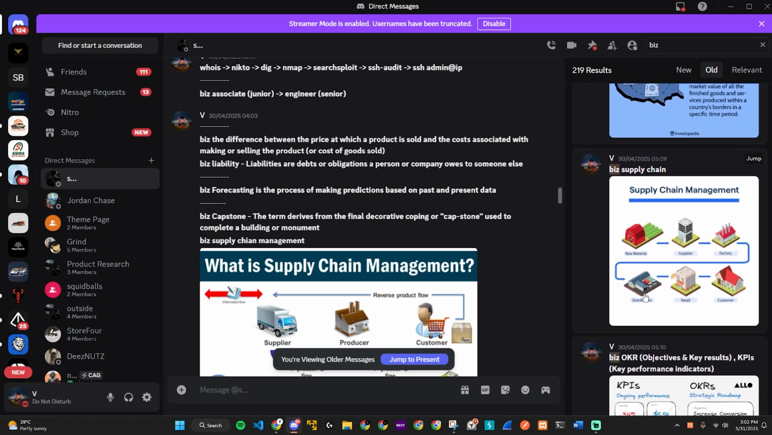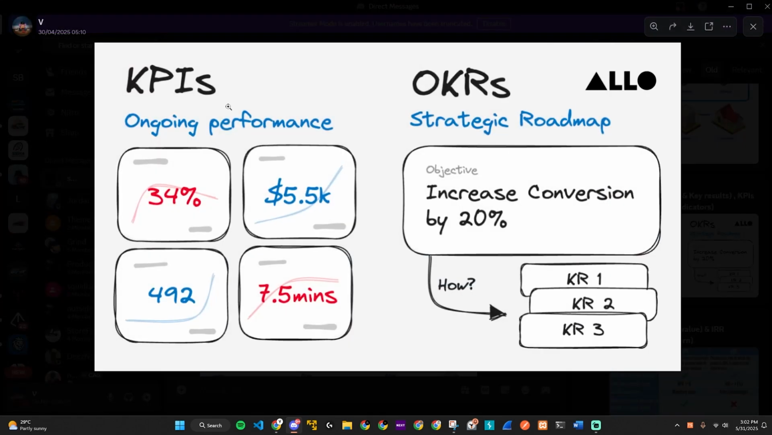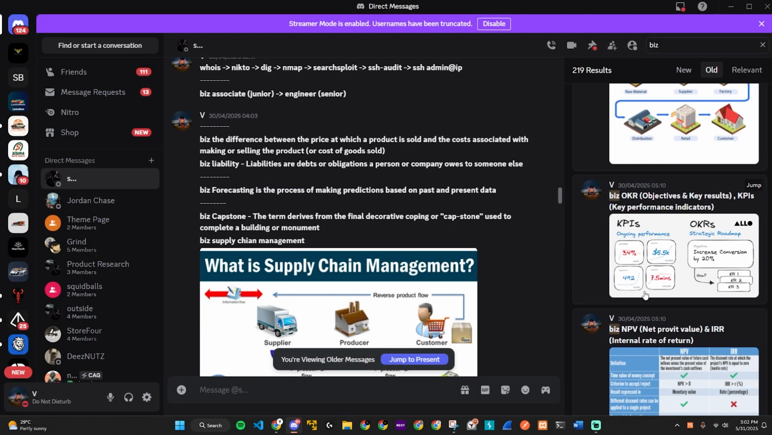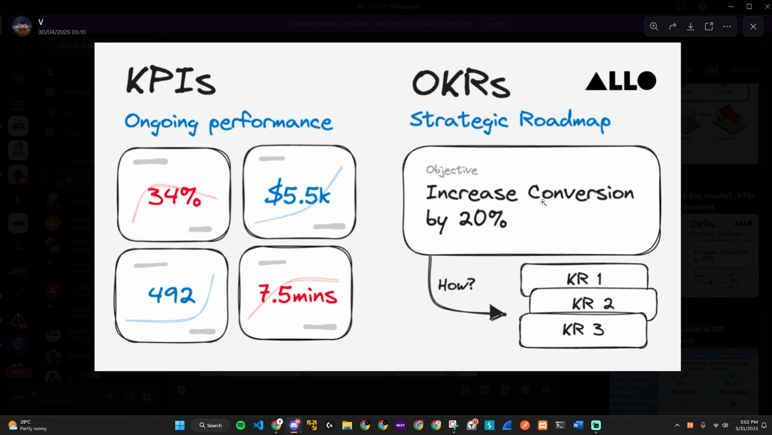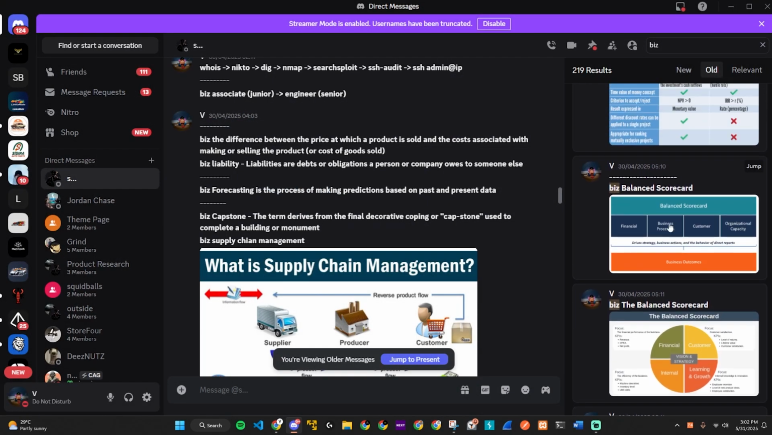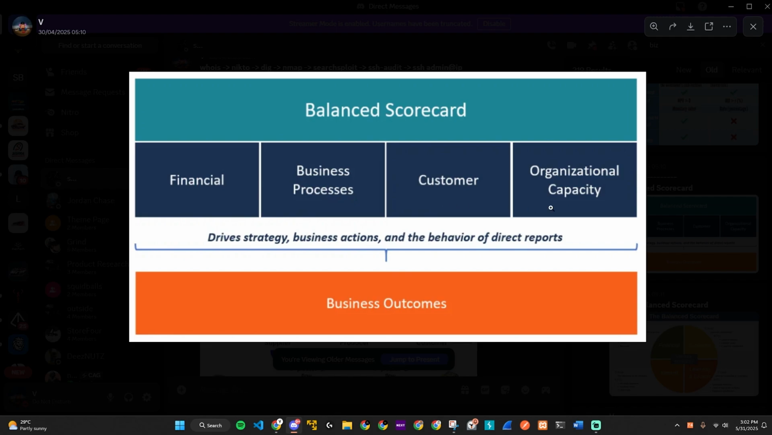Once again, we looked into these: supply chain management, key performance indicators, and objectives and key results. How are we going to do that? Objectives and key results. And the balanced scorecard: financial, business process, customer, and learning. It drives strategy, business actions, and behavior, right?